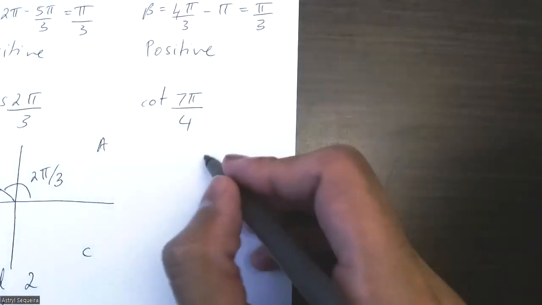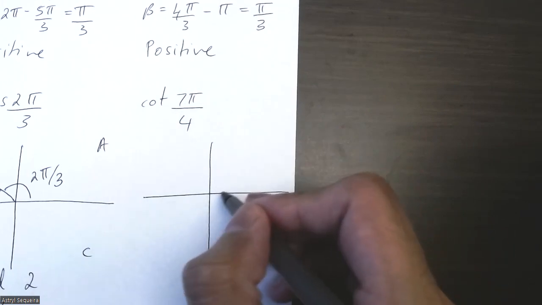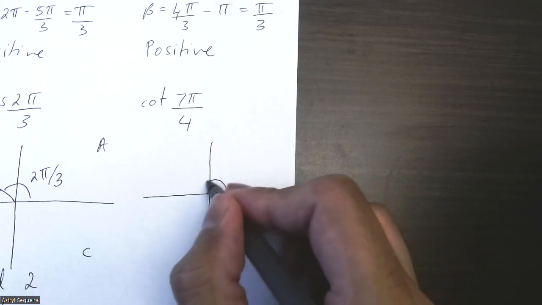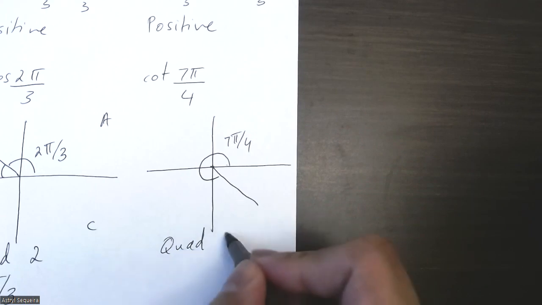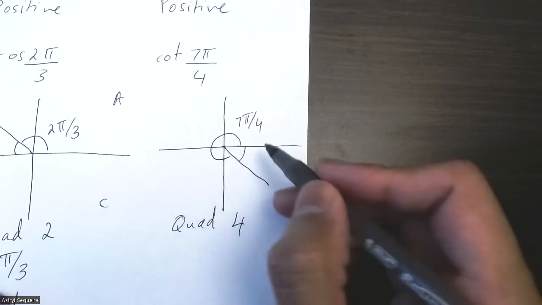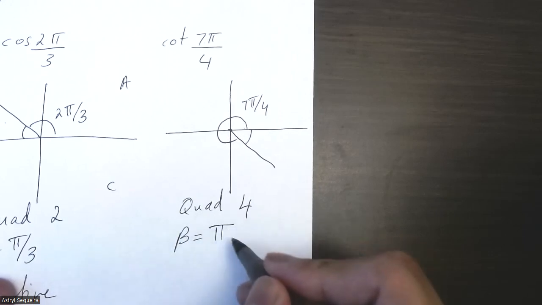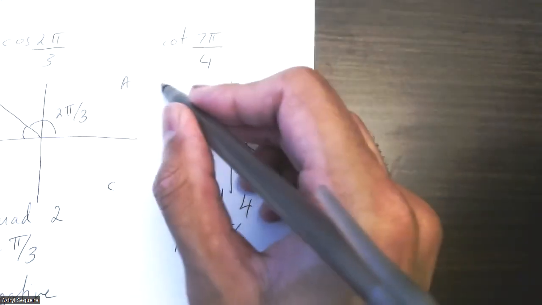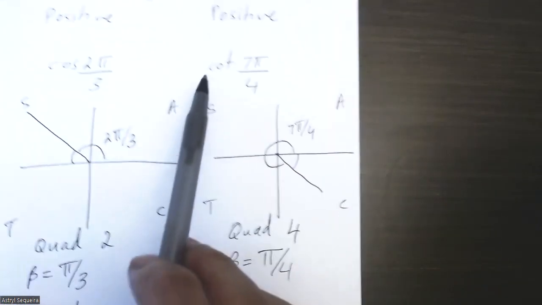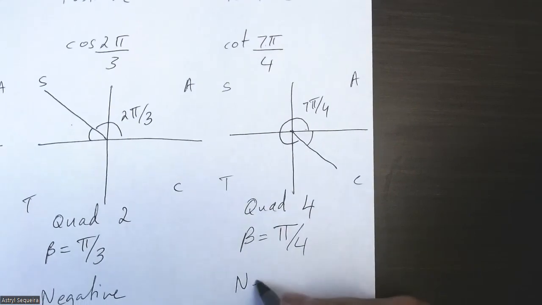And last question is cot 7 pi over 4. 7 pi over 4 is slightly less than 2, so we're going to be in quadrant number 4. The acute angle is 2 pi minus 7 pi over 4, which is just pi over 4. And then if we look at CAST rule, we know that the reciprocal of cot is just tan, and we know tan is negative in this quadrant. It means that cot is also going to be negative in this quadrant.